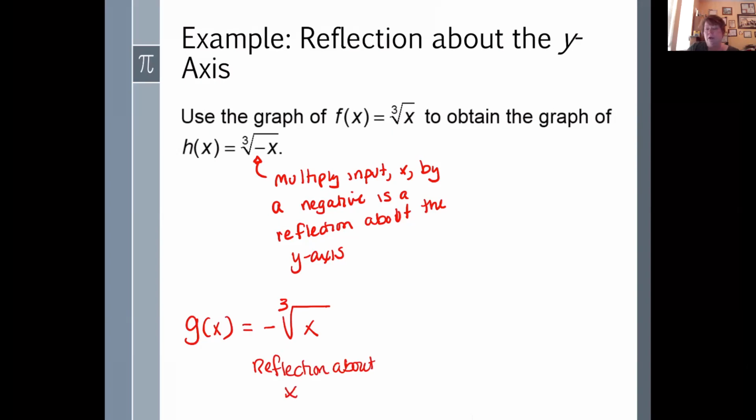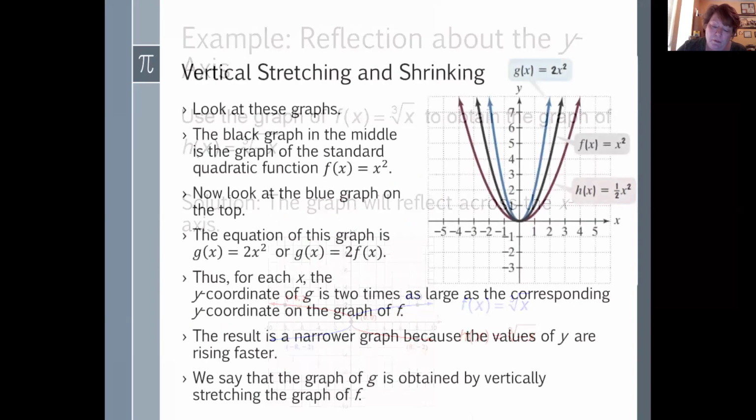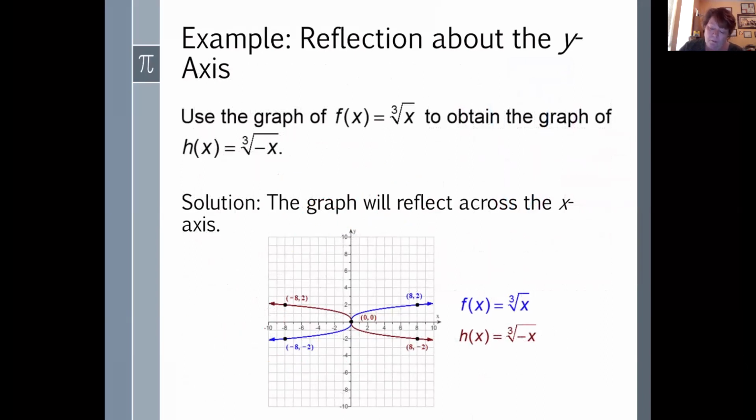Okay, so what does this look like? Well, the standard cubic function, this thing that was always increasing, looks like kind of a squiggly line here. If we reflect that about the y-axis, we get something that looks like this. Let me clear my pen so we can see it.